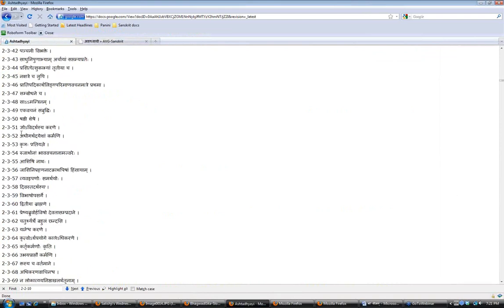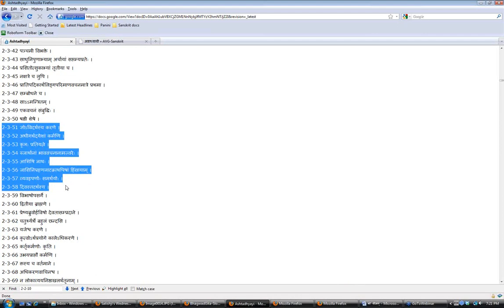So from 2-3-51 there are about 8 of these sutras: 51, 52, 53, 54, 55, 56, 57, 58. Actually, in the Kaumudi, in 2-3-50 itself, he gives some of these usages. The Shesha itself is enough to use these, but these will not compound. That is the reason why some of these sutras are required. So let's go back to the book now.